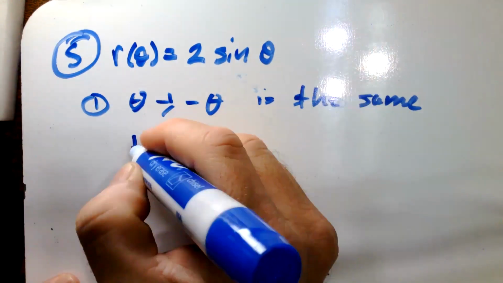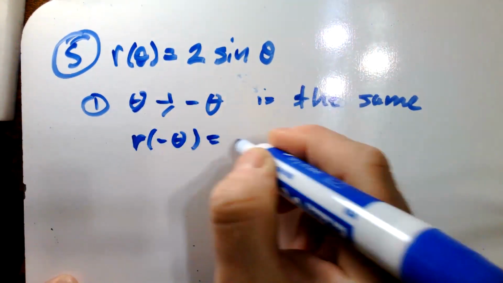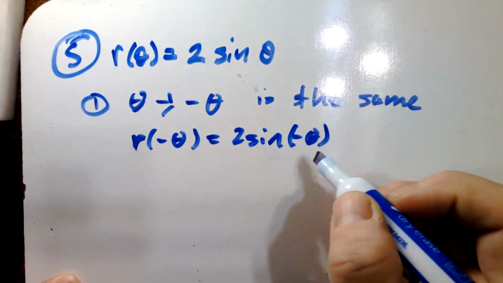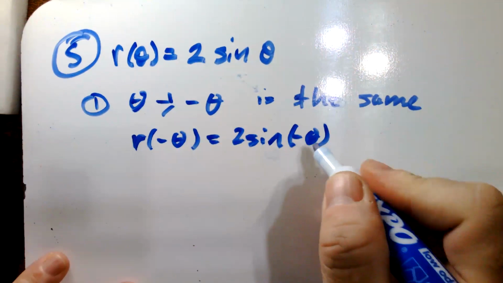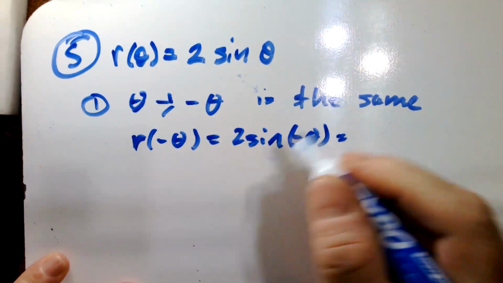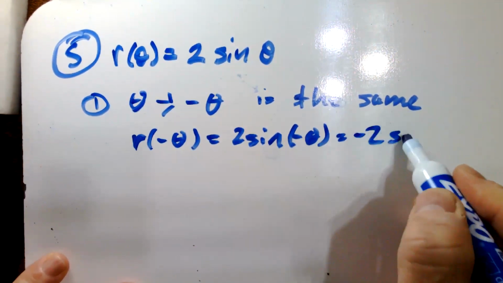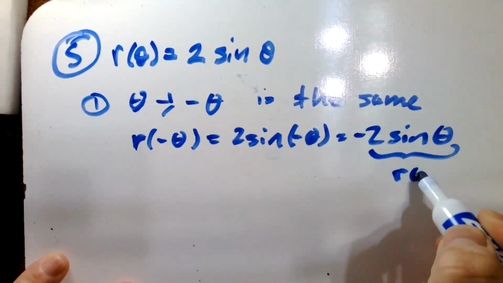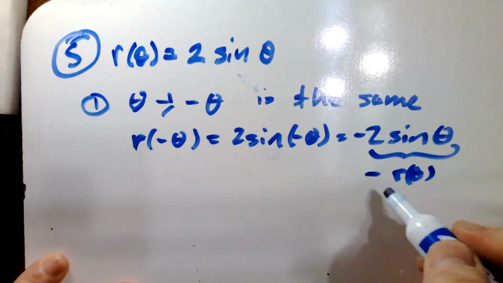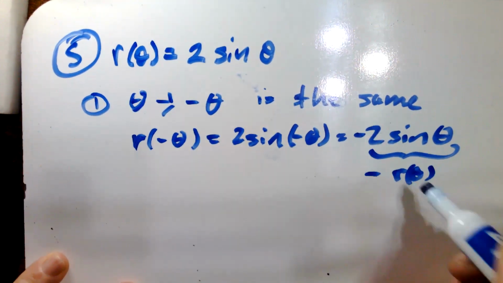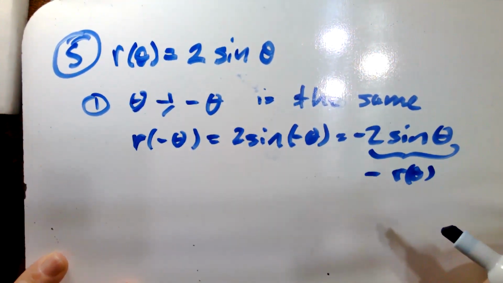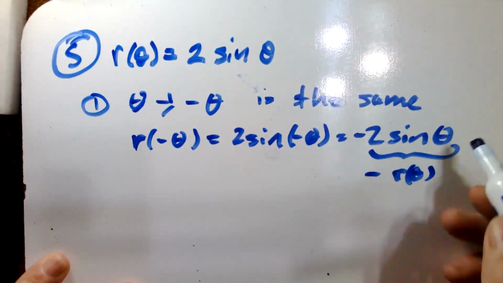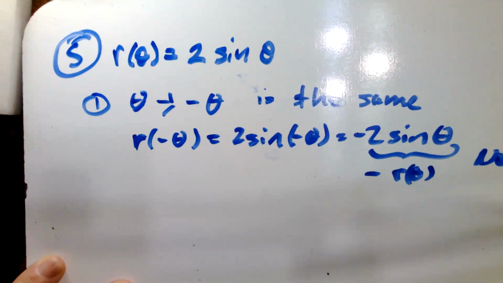So r of negative theta is equal to 2 sine of negative theta. Now you may recall that sine is an odd function, and so we can pull that negative out. This is negative 2 sine of theta. Well, this is the original r of theta, but this is saying that r of negative theta is equal to negative r of theta, which is the exact definition of an odd function. So this is not symmetric about the polar axis. No, it is not symmetric there.